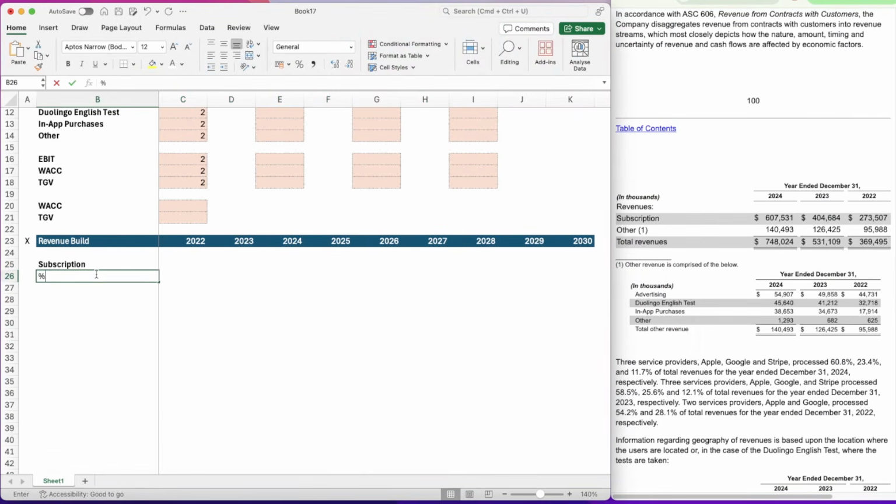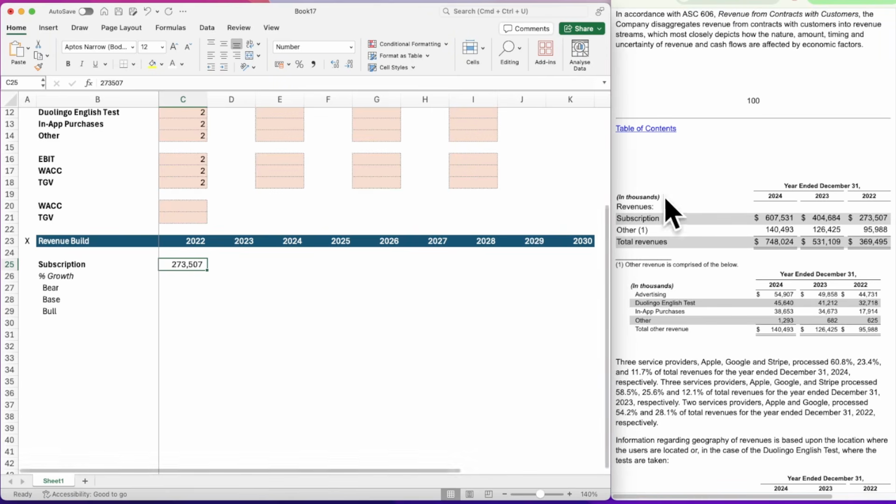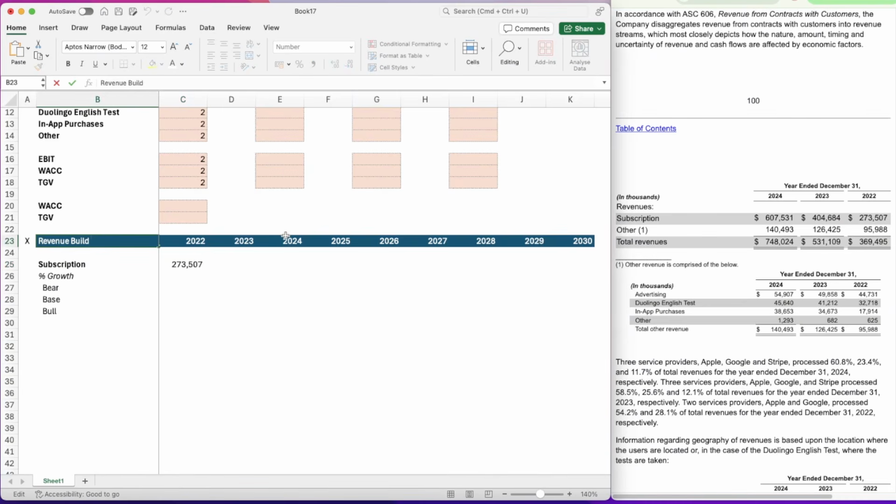Below that, we want the growth rate. Then a way to flick between our different scenarios. So subscription revenues in 2022 started at 273,507, and these are in thousands. So we need to remember that. In other builds we've done for much larger companies, it's been in millions. So let's put that there.